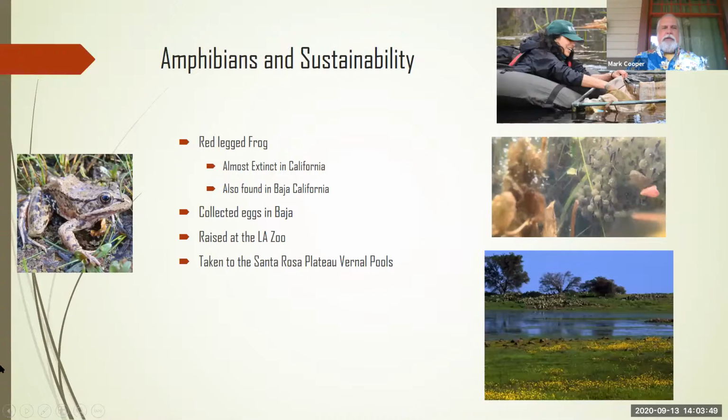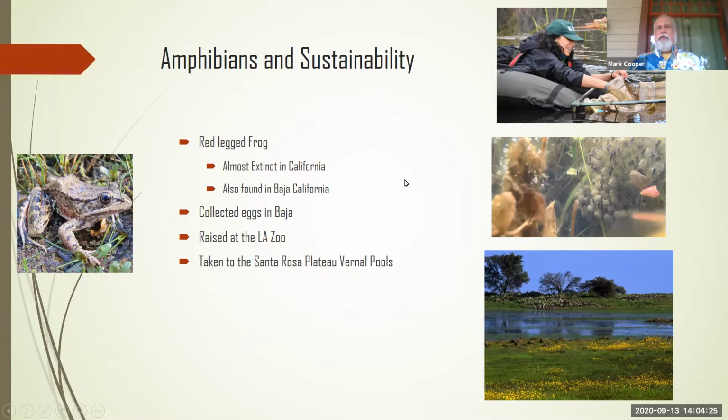And then just the last thing, amphibians and sustainability. There's a part in the book I would want you to be aware of, and this is actually the red-legged frog. Unfortunately, the picture of the red-legged frog is tough. There are not great ones. The reddish color is underneath here, under the legs. They're almost extinct in California. They are found in Baja, and they were at a place called the Santa Rosa Plateau in their vernal pools. These vernal pools fill up with water during parts of the year and then dry out. And here are the egg sacs.